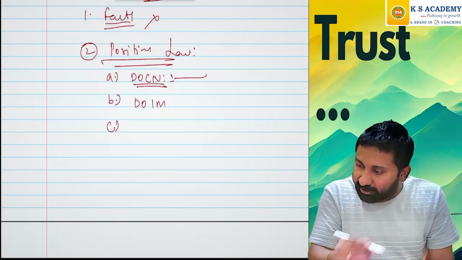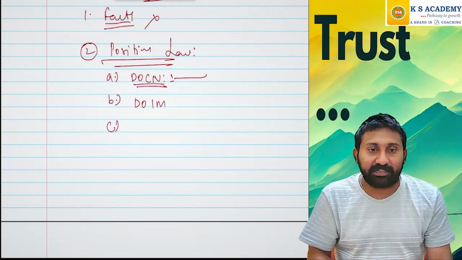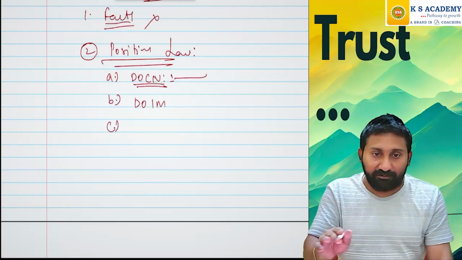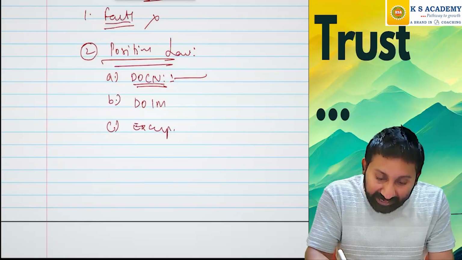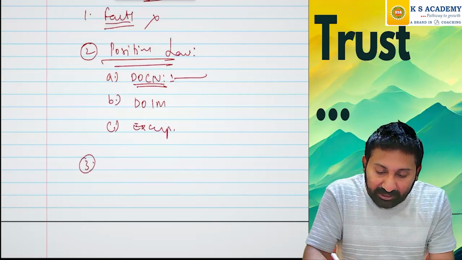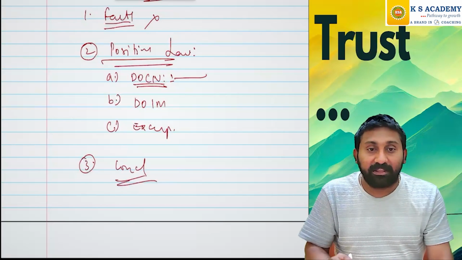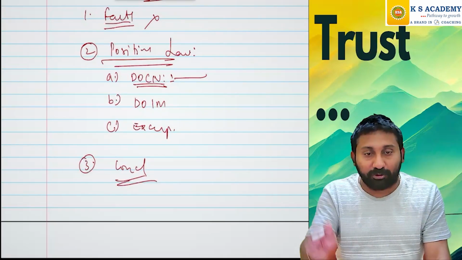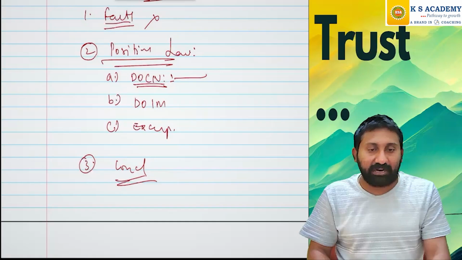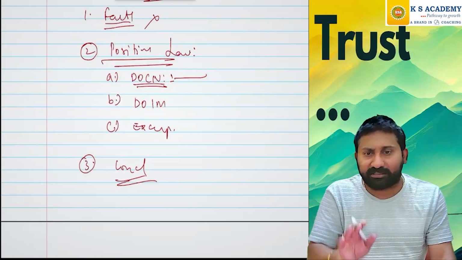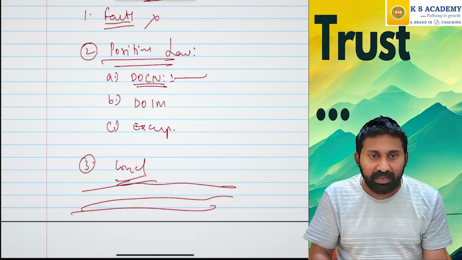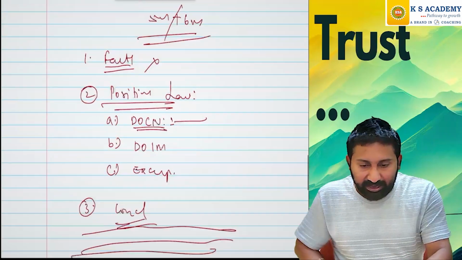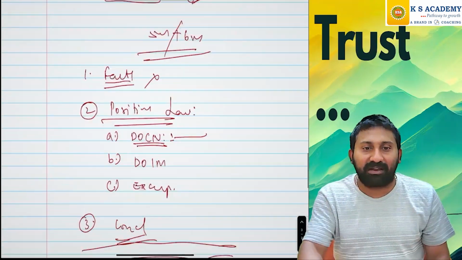Once both are completed, the doctrine of constructive notice and the doctrine of indoor management, next you should write the exceptions. Then you have to write the third point as a conclusion. The facts of the given case are similar to the provisions of the doctrine of constructive notice or indoor management or exceptions, as the case may be. So this is the conclusion you have to conclude. Always remember one thing, presentation won't change with the marks.